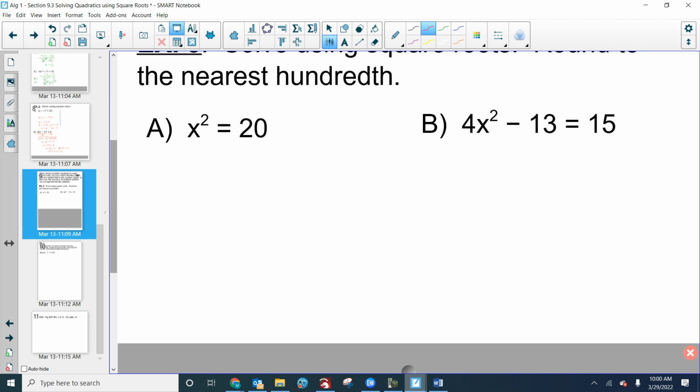Let's do letter B. What should I do first to solve for x? Matthew. Good. So we get 4x squared equals 28.